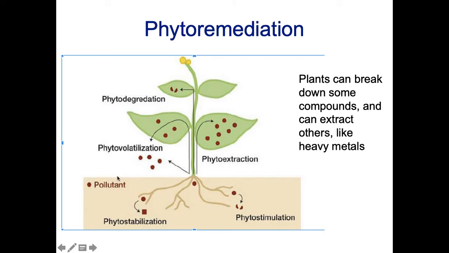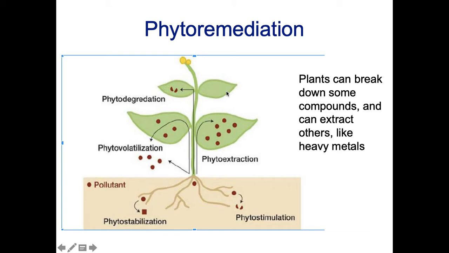So these circles are representing this contaminant or pollutant, and in the soil, it might phytostabilize the chemical, which means turn it into something else that's not going to be as toxic. It might break it down. It can also extract the contaminant, so things like heavy metals. Certain species of plants will take up those heavy metals and they can store them in their leaves.